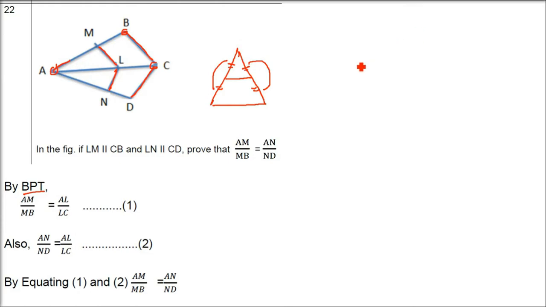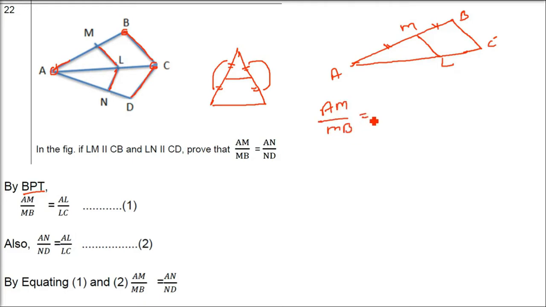So now let us take both the triangles separately. We're taking the triangle ABC first, or ACB you can call it. When we take this triangle, ML is parallel to BC. Now AM by MB will be equal to AL by LC. AM by MB equals AL by LC. So just see that AL by LC, this we are going to eliminate.